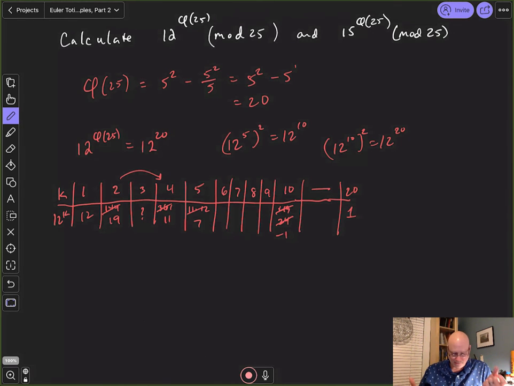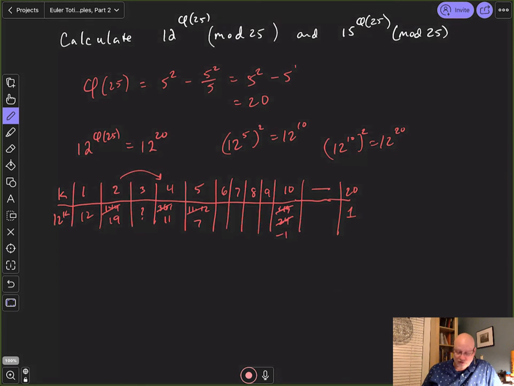I did that pretty quickly. There were a couple of multiplications that I might have had to take a minute to figure out, but there was not a lot of extra work we had to do there. And we certainly didn't need to know what the integer value of 12^20 was before we did any of that. Okay, so keep that in mind.